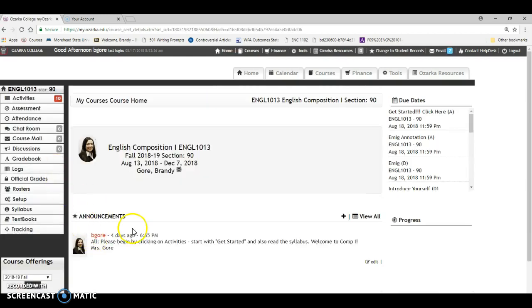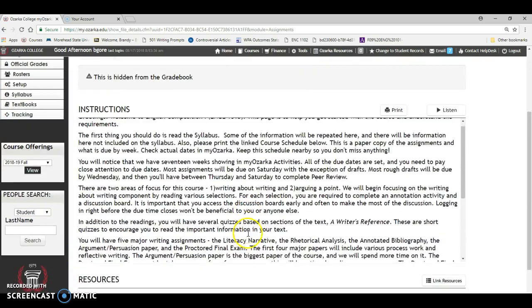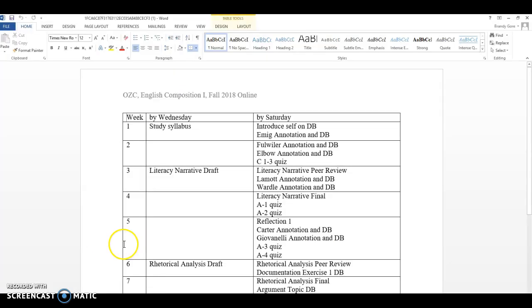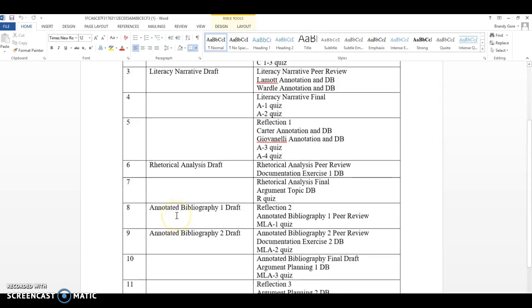So I just wanted to point out the first assignment and the type of assignment. If you haven't done so already, please go look at the Get Started information. It explains everything that we're doing in this course. There's also the handy course schedule that shows the different assignments in the different weeks.